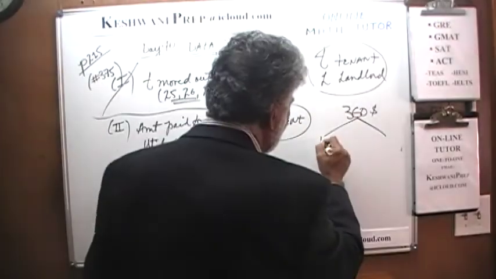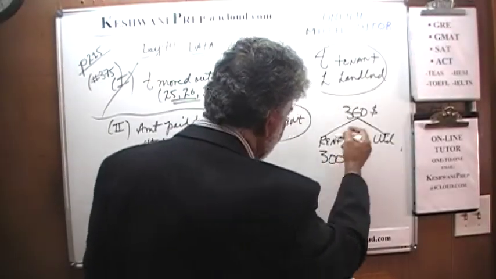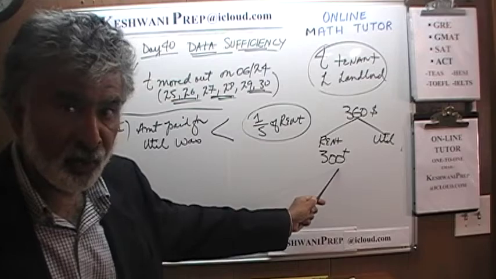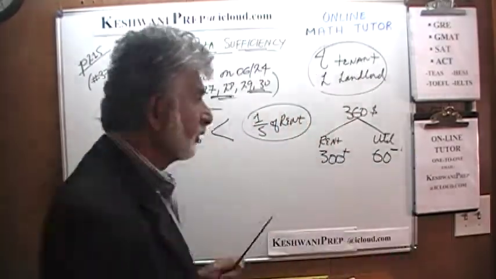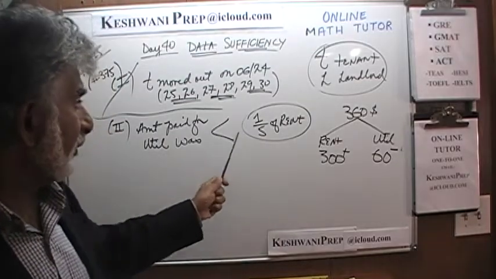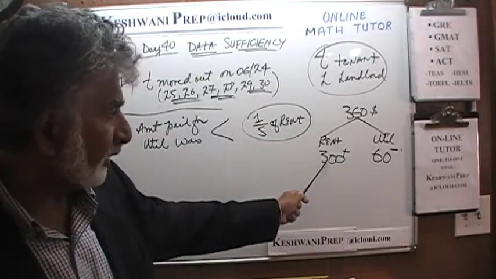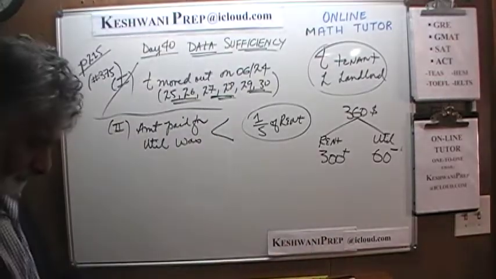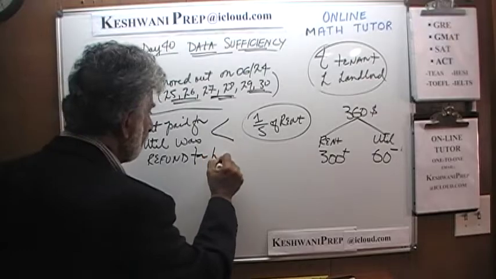So how is the split going to be? Here's our rent, and here's the utility. From the fact that she paid a total of 360 and this part together, the conclusion we should arrive at is that her rent must be something more than 300, and the amount of utilities must be something less than $60, because $60 is a fifth of 300. So we're not told that she paid one-fifth of the amount of rent for utilities. We are told that the amount she paid for utilities is less than one-fifth of the rent. One-fifth of the rent is 60. Her rent is 300. One-fifth is 60. But she did not pay 60. She paid something less than that, which means the rent must be something more than 300. I'm explaining way too much now. The problem with this statement is that the refund that we need to give her, for how many days? For how many days?